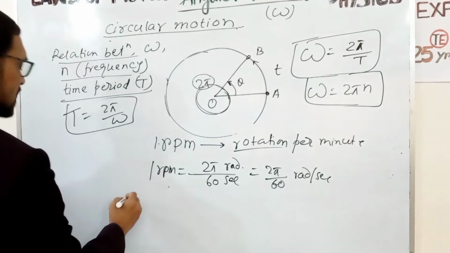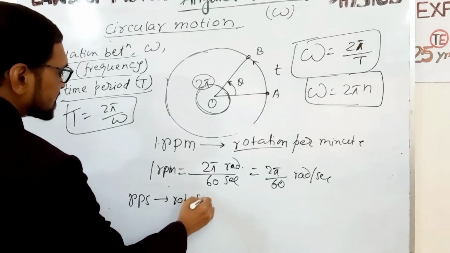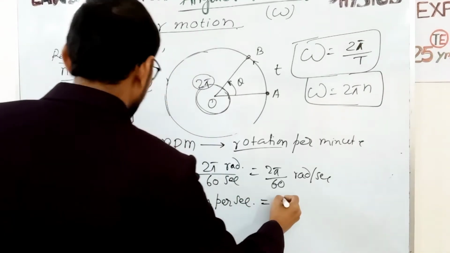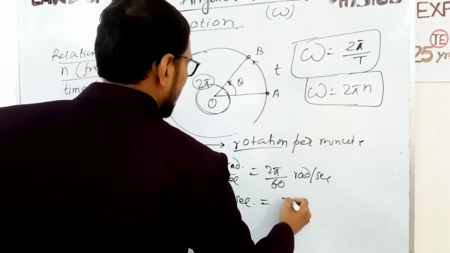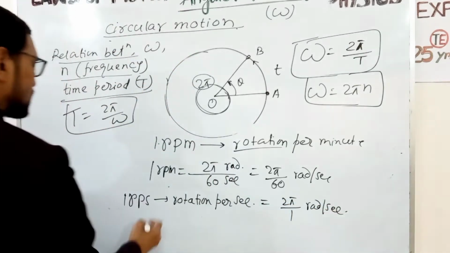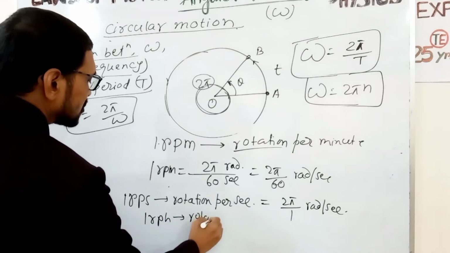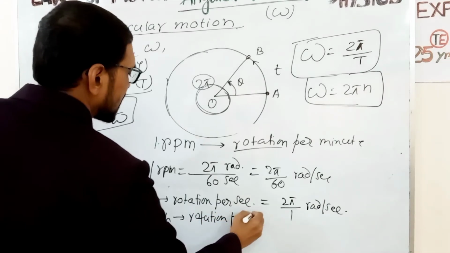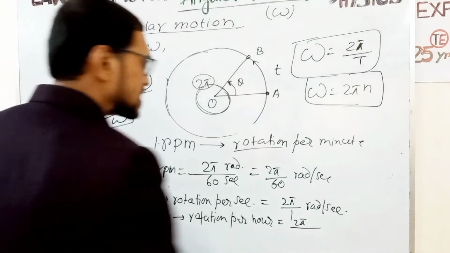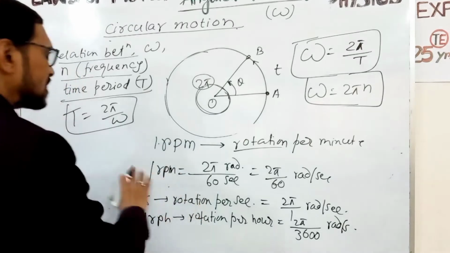Now another unit is RPS. RPS is called rotation per second. That is, 1 RPS equals 2 pi radian per second. Now what is RPH? RPH means rotation per hour. That is 2 pi, and 1 hour is how much? 1 hour is 3600 seconds. So this is radian per second. So these are the other units of omega.